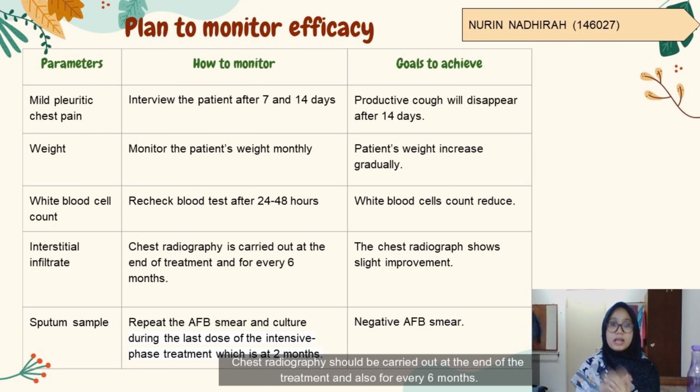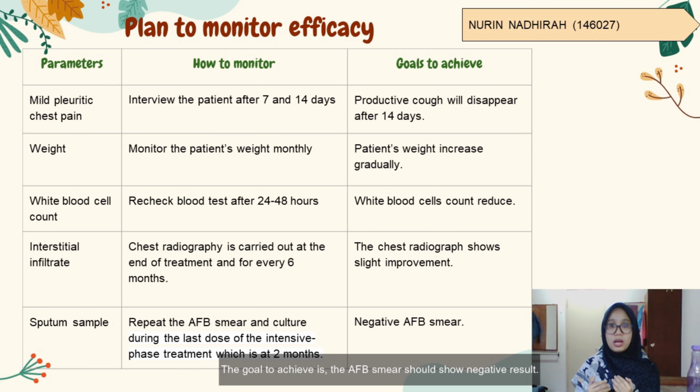And the last parameter is sputum sample. AFB smear and culture should be repeated during the last dose of the intensive phase treatment. And the goal to achieve is the AFB smear should show a negative result.